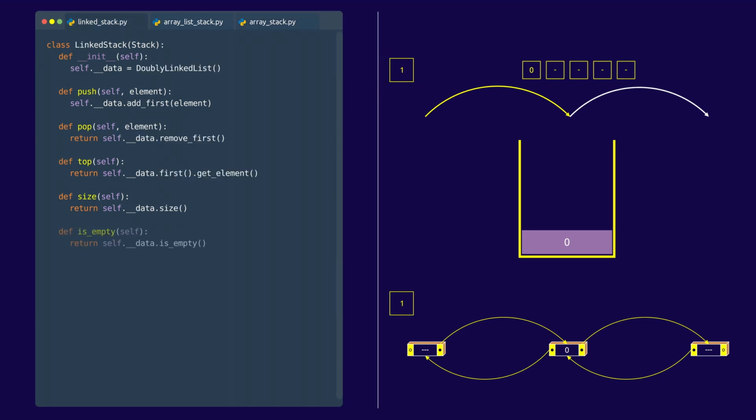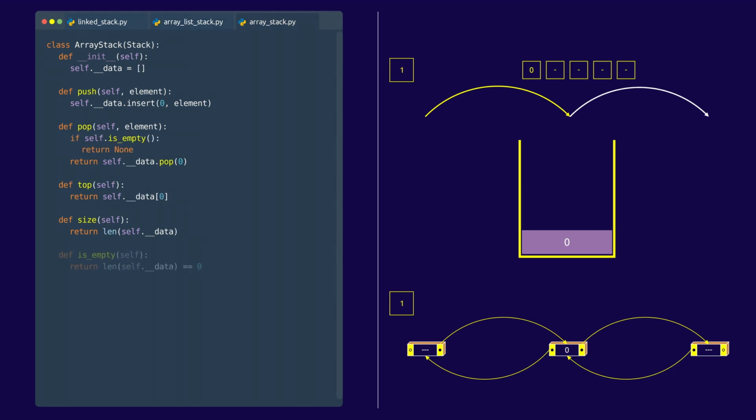Checking if the stack has any elements is done by calling the isEmpty method on the data property both in the linked list and in the array list. For the array stack, we check if the output of the length method is equal to 0.